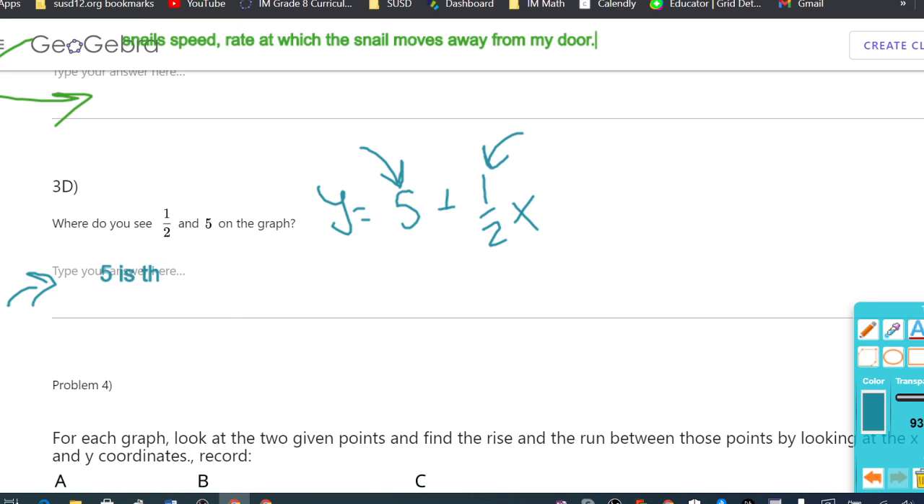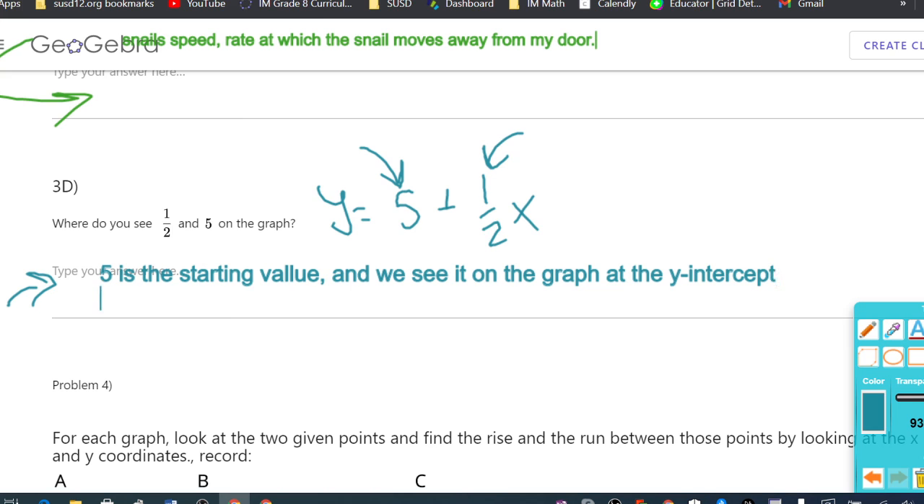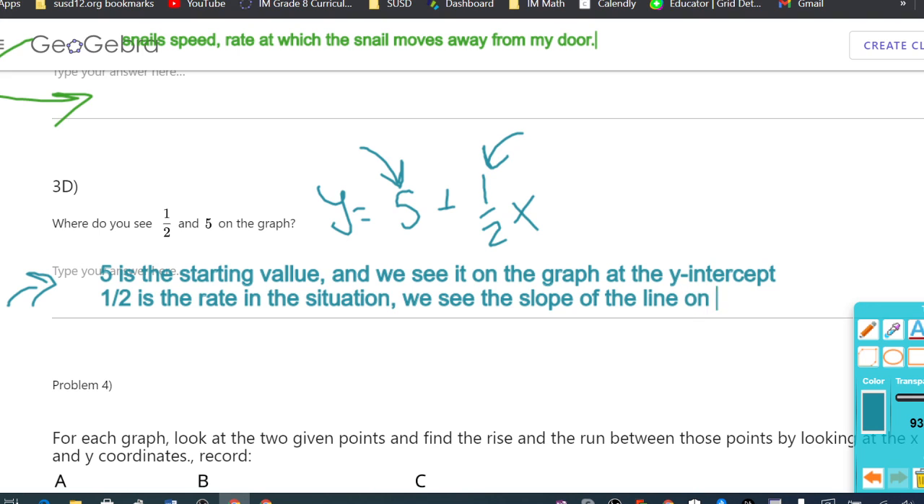5 is the starting value, and we see it on the graph at the y-intercept. And 1/2 is the rate in the situation. We see the slope of the line on the graph is 1/2. Okay? Good.